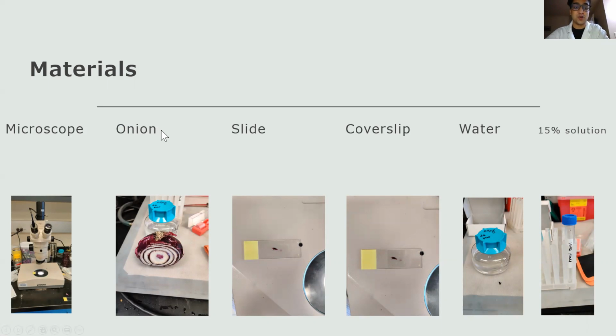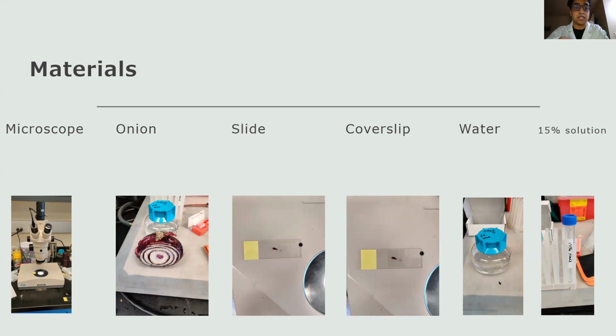Obviously, with that, you also want an onion, specifically a red onion, because they have this highly pigmented layer. Pigment means coloration, so they're highly pigmented, and they have this dark color that allows us to see what's going on when you put these solutions onto the layer of the onion.